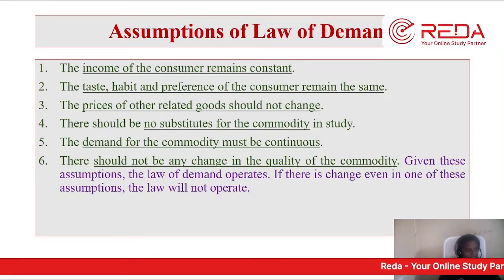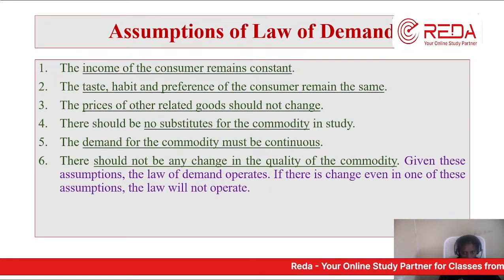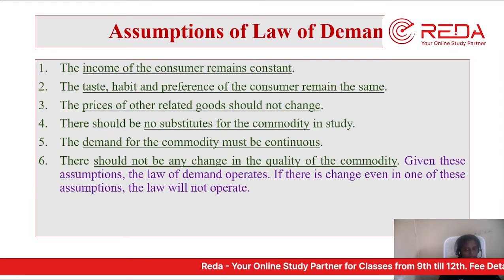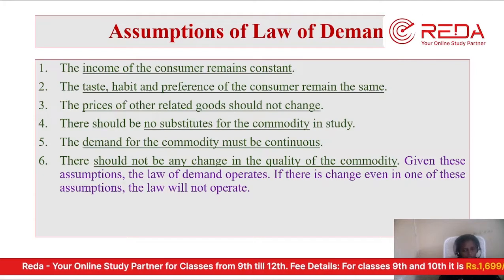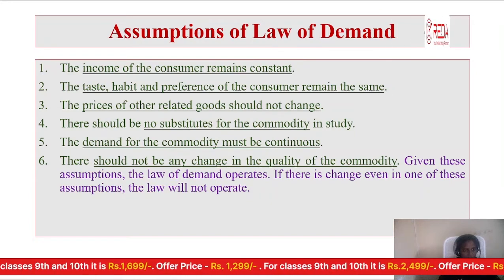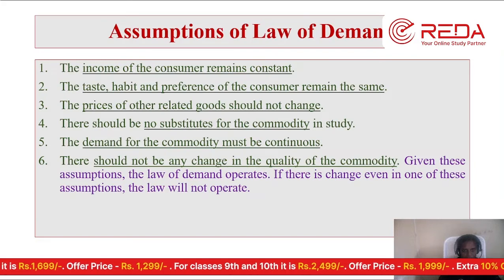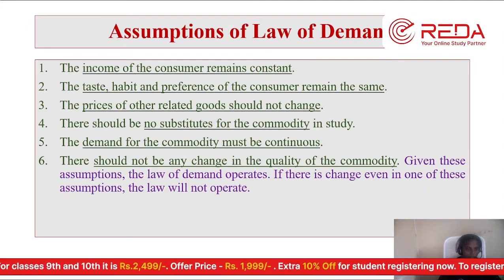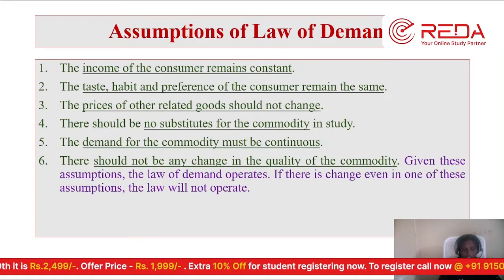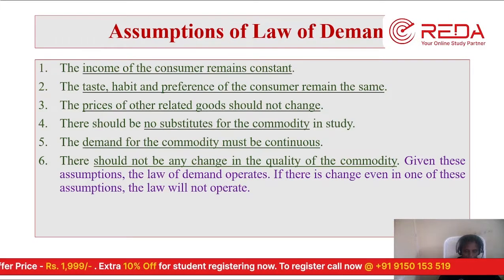The first assumption is that the income of the consumer remains constant. When we want to analyze the demand curve, there should not be any change in the income of the consumer. This is the main important assumption. Then the taste, habit and preference of the consumer remain the same. To determine the demand function, Marshall says that the taste, habit and preference of the consumer should remain the same. There should not be any change.